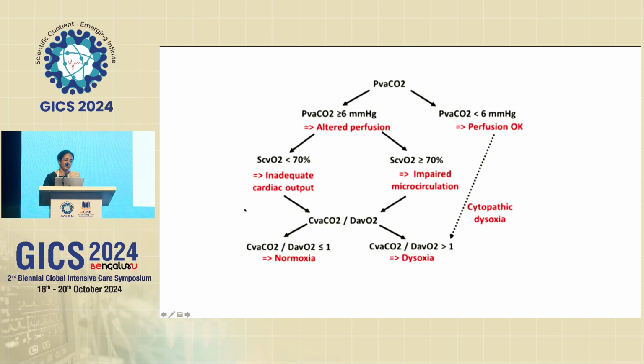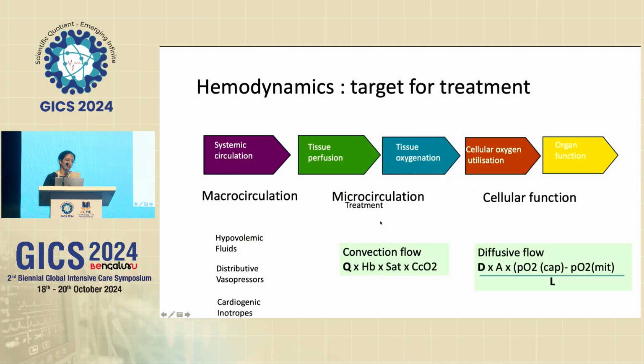So if we have a situation where the venous to arterial CO2 difference is more than 6, there is alteration in perfusion. You can look at the ScvO2, which if less than 70 indicates inadequate cardiac output, while more than 70 would mean impaired microcirculation. We can further look at dysoxia. So how do we target treatment for this?